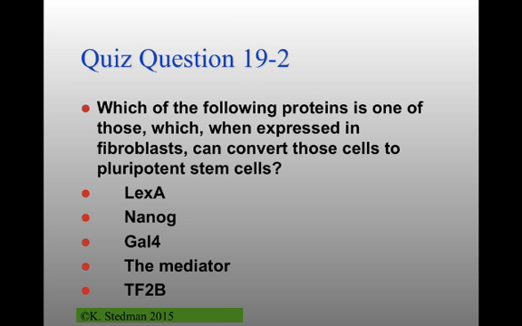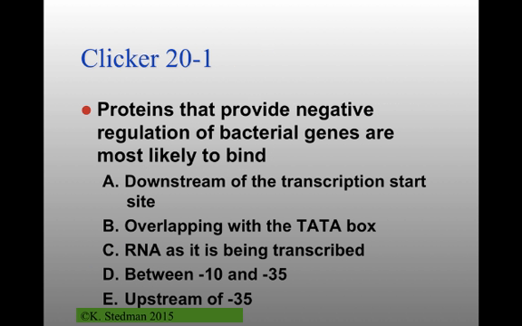So we've got 4 minutes for our clicker questions, which is almost exactly right. So let's go ahead and do those. Proteins that provide negative regulation of bacterial genes are most likely to bind: downstream of the transcription start site, overlapping with the TATA box, to RNA as it's being transcribed, between the -10 and -35, or upstream of -35? And is this actually going to start?